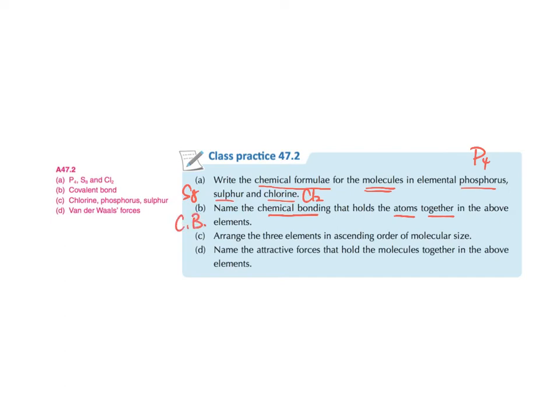And the last one, arrange in ascending order. That means from small to large, so must be two-atom molecules, diatomic molecules, then it goes to 4 and then to 8. Last one, the attractive force holding the molecules together, that will be van der Waals forces. So actually this chapter is pretty easy if you know the concept well.